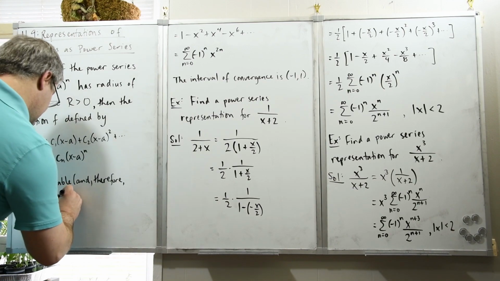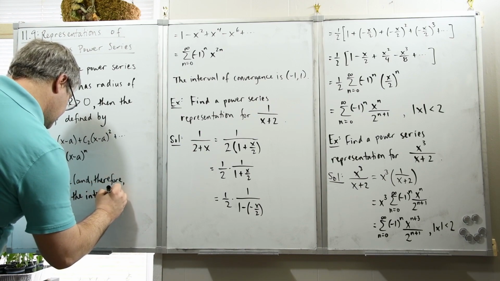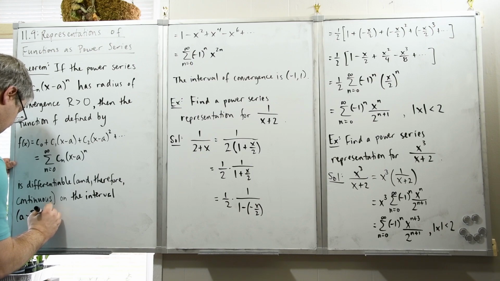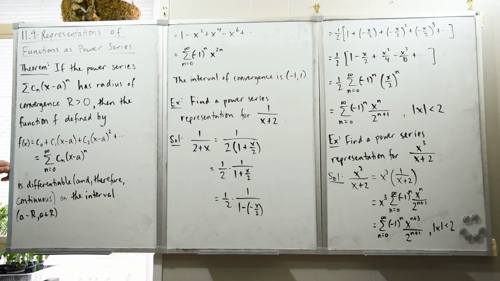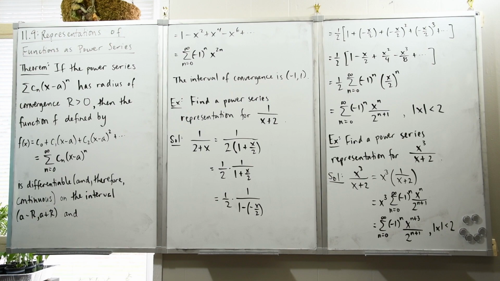So where is it continuous? Where is it differentiable? Well, we know that it's differentiable on the interval a minus r, a plus r. We know that the series is centered at a, so this interval is centered at a, and we know that for each x value that is within distance r of a, we are going to have convergence. What else do we know?